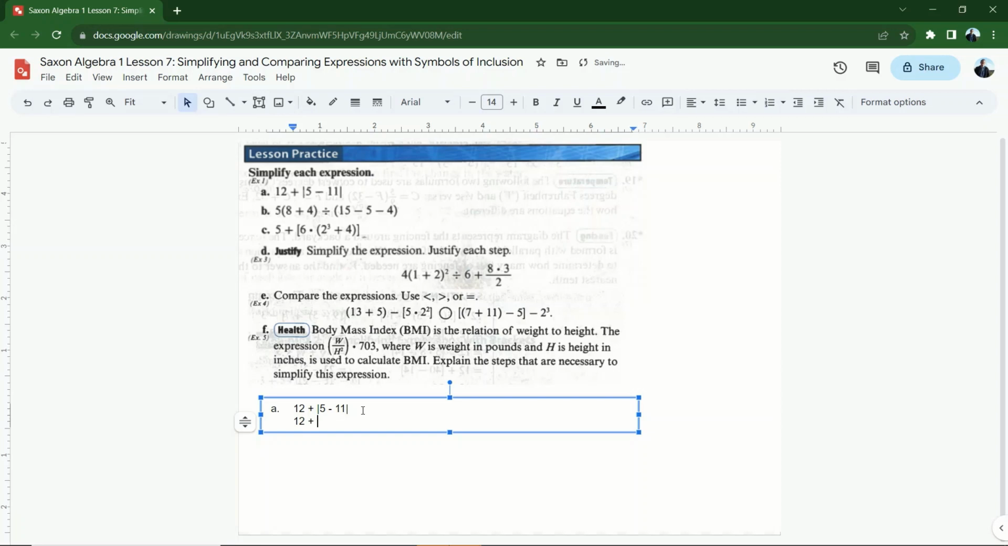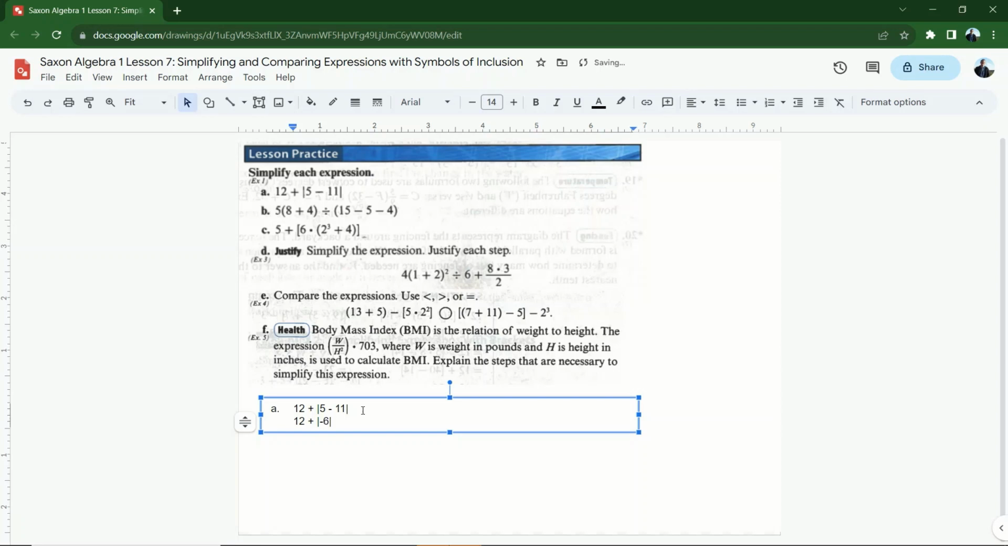It's going to be 12 plus the absolute value of 5 minus 11. Oh man, I'm subtracting two integers. That means I'm going to add the opposite. And they have different signs, so it's 5 plus negative 11. I'm going to find the difference. The difference between 5 and 11 is 6. And then I'm going to keep the sign of the larger one. 11 is the larger number, so I'm going to keep the negative sign. That's going to be negative 6.